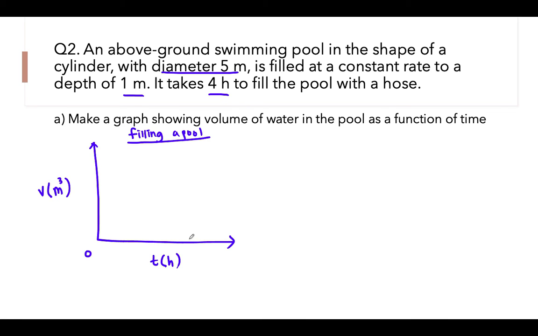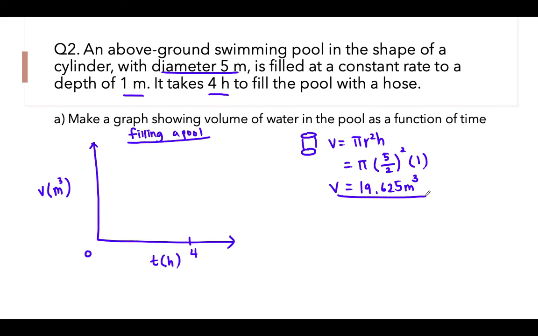So we know that it's going to take 4 hours to fill the pool. Well, for the cylinder, the formula for volume is pi r squared times h. So pi, the radius in this case is 5 divided by 2, because the diameter is 5, so it's half of it, squared, times the height, which is 1. So when I calculate all this, you get 19.625 meter cubed. So that is my volume.